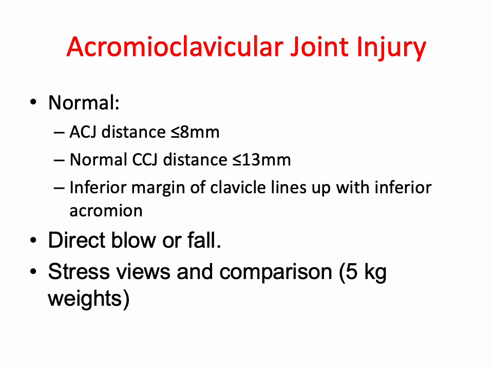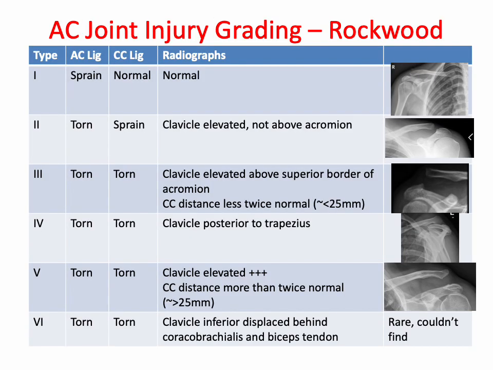So on a frontal radiograph, we can measure the acromioclavicular distance and the coracoclavicular distance. And normally the inferior margin of the clavicle would line up with the inferior acromion. It can be helpful to compare affected and unaffected sides, as there's a wide degree of quote-unquote normal, and stress views can help in delineating AC joint injuries. They're graded by the Rockwood classification.